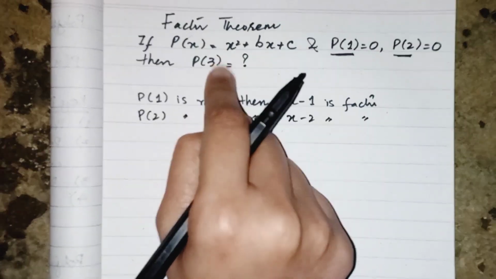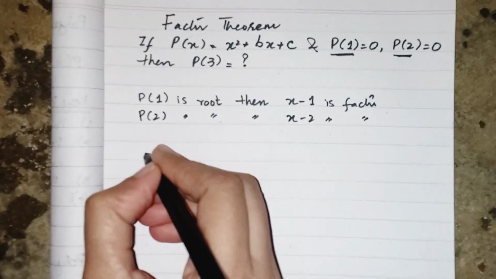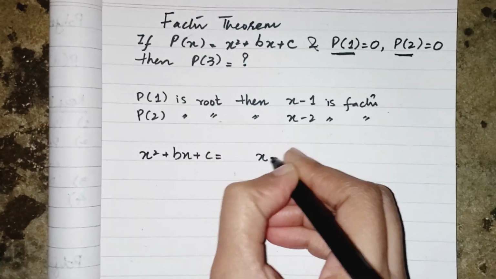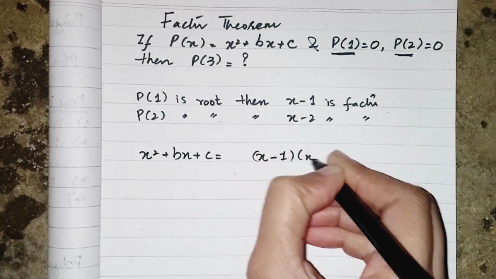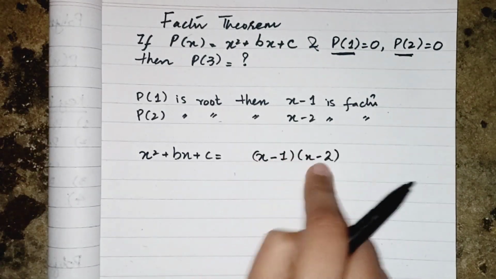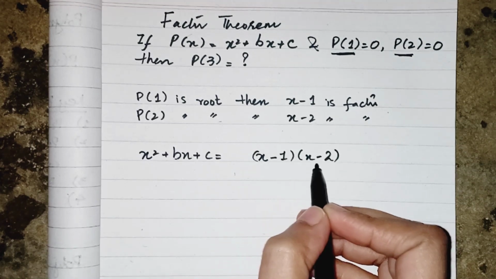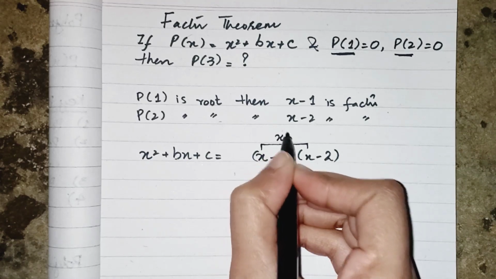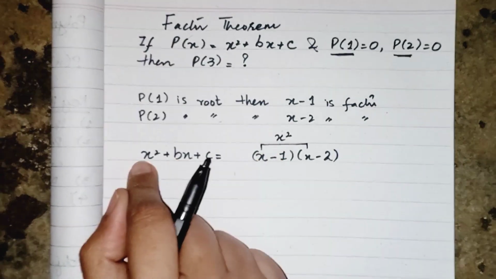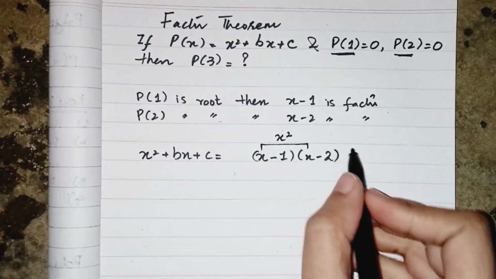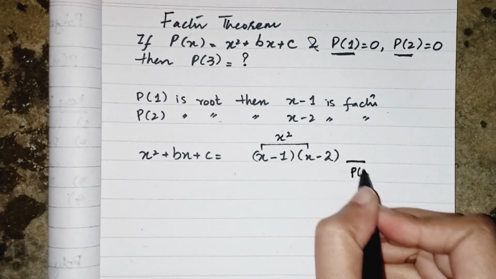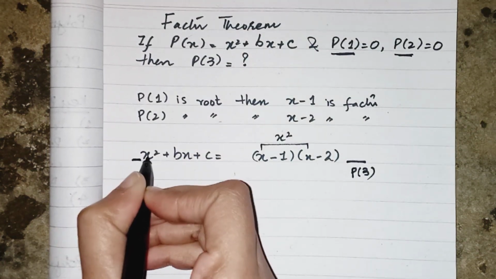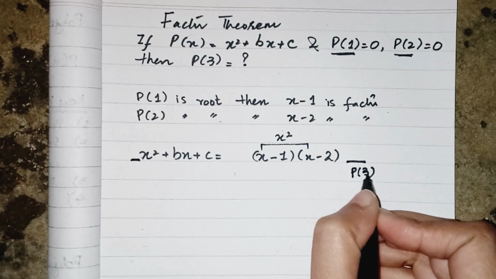Now for p(3) we have to find p(3). We can say that x square plus bx plus c equals (x minus 1)(x minus 2). These are the factors. When we multiply both factors, x multiplied by x will give us x square, and over here we have x square. So what should be p(3)? Whatever the coefficient of x square is will be equal to p(3).